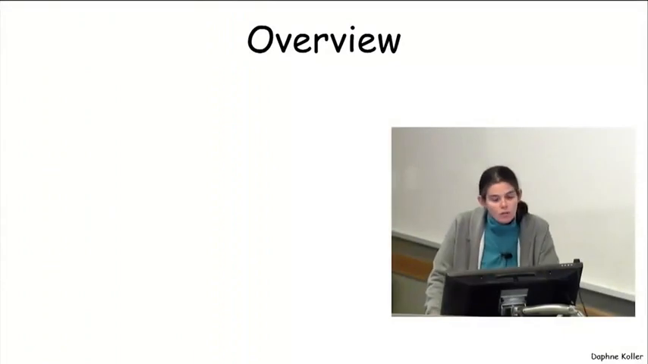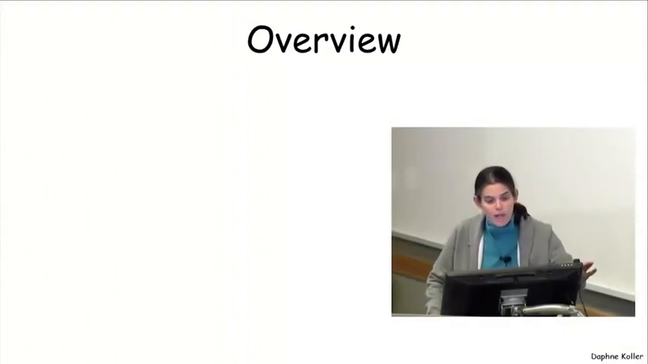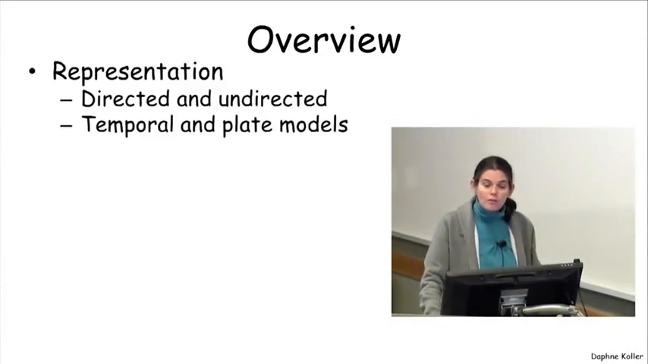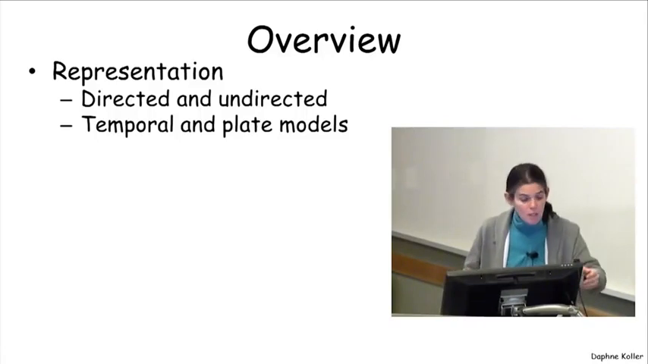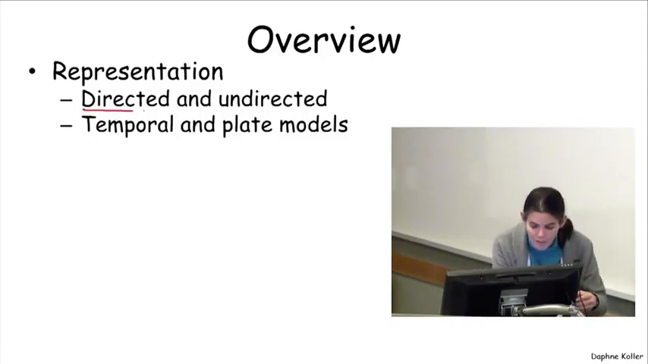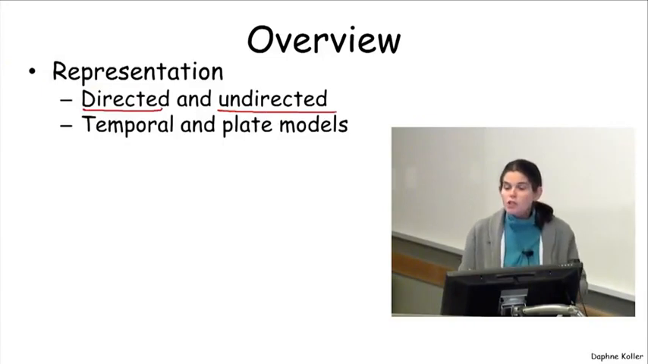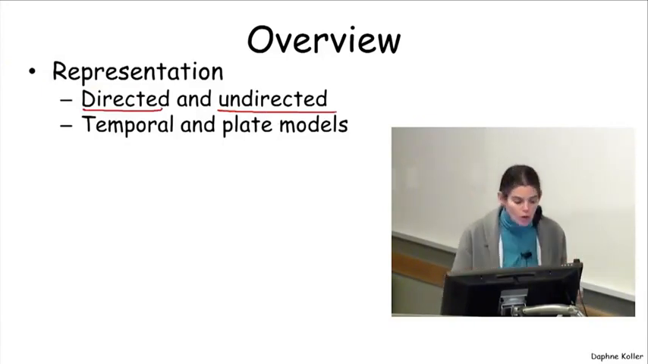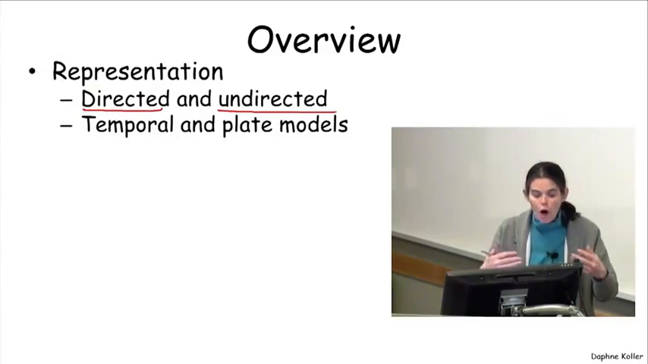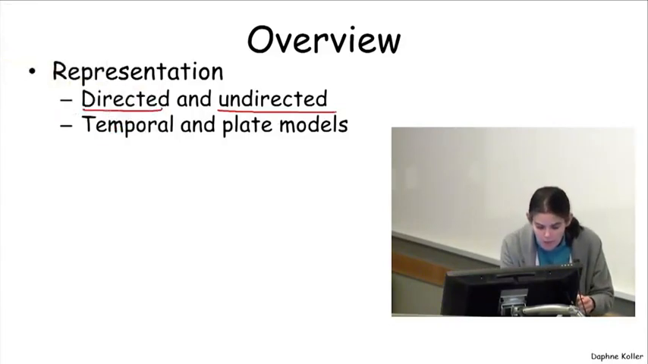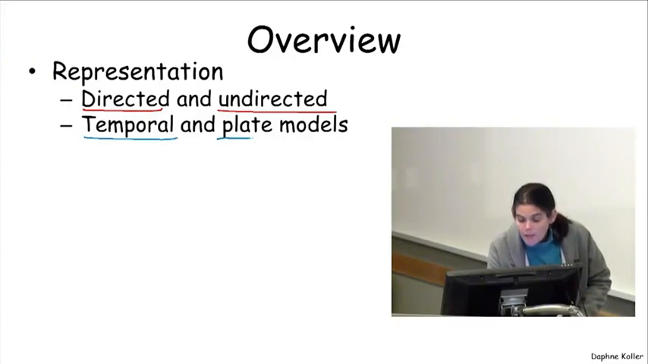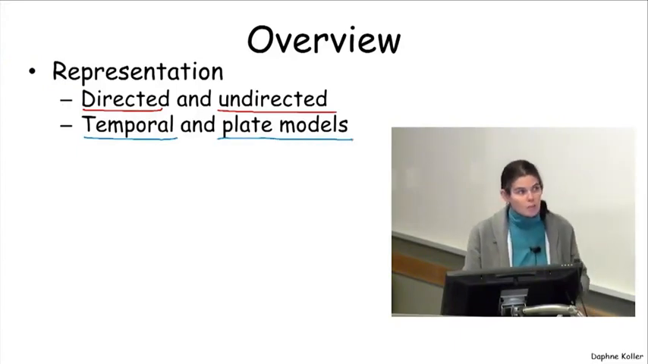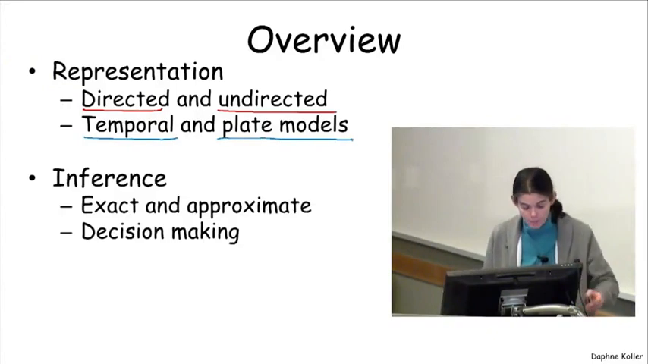So let's conclude this introduction with an overview of what we'll learn in the class. So we'll cover three main pieces related to probabilistic graphical models. We'll cover representations of PGMs, including both directed and undirected representations. We'll also talk about higher level structures that allow us to encode more complicated scenarios, including ones that involve temporal structure, as well as ones that involve repeated or relational structure, specifically a class of models called plate models.